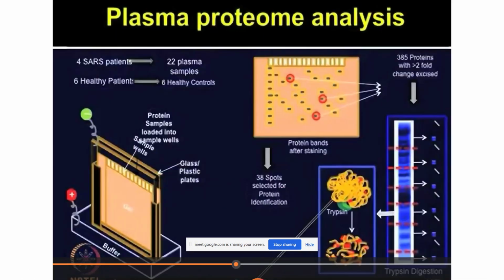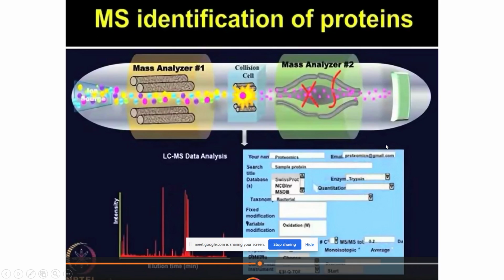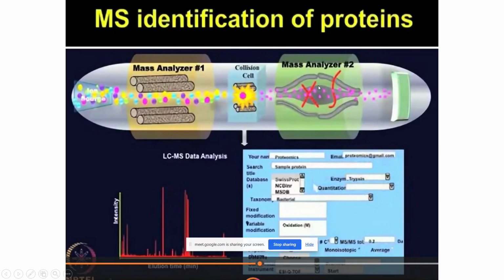Then about SARS-CoV, so here I was talking about healthy control and the diseased one. You can see this is the protein which is downregulated in the disease, whereas this is the protein which got upregulated. If you want to determine which is that specific protein, you need to cut this part and send it for mass spec analysis.